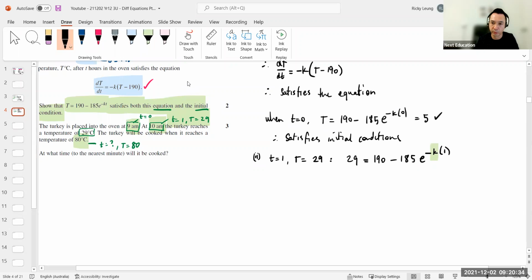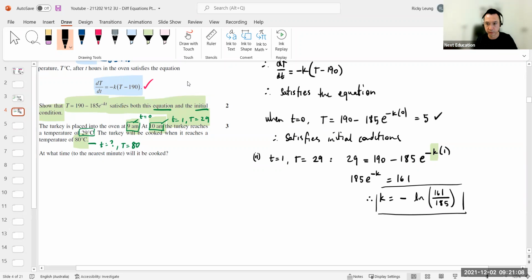So 185 e^(-k) equals 190 minus that, which is 161. Divide over, take ln of both sides, get rid of the negative, and you should get, therefore, k is equal to negative ln of 161 over 185. I'm just going to leave it in that exact form because I'm going to use it. The question doesn't ask me to find k to 3 decimal places. Just leave it. I'm just going to put a box around that. Yeah, I'll need it later.